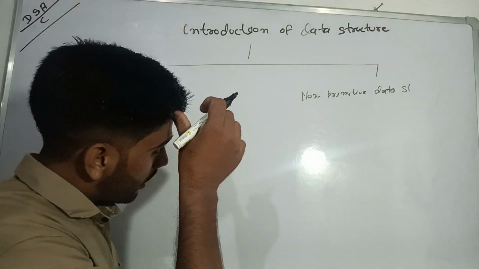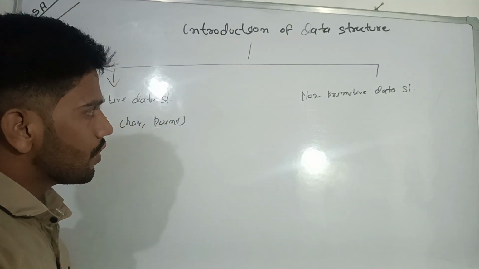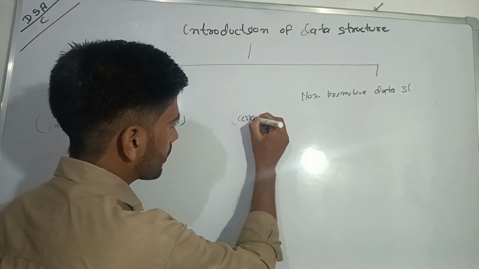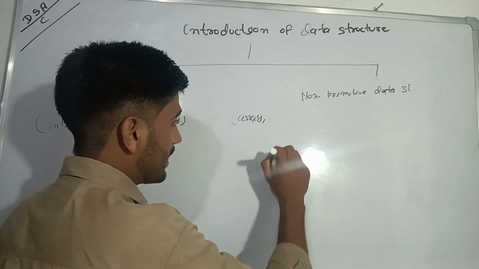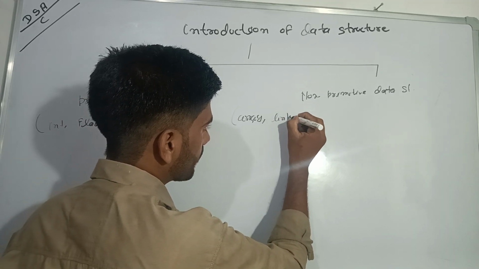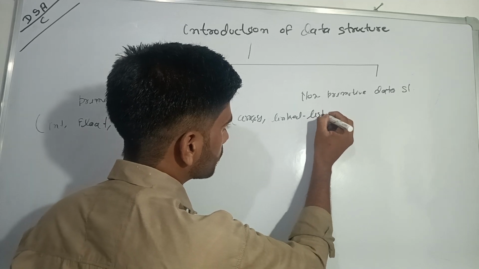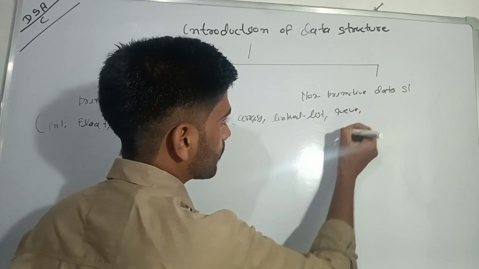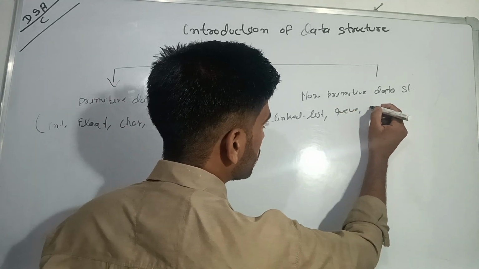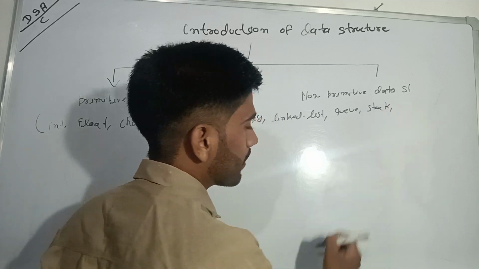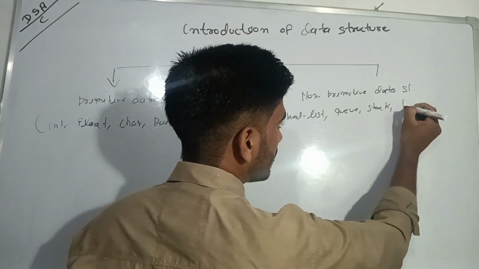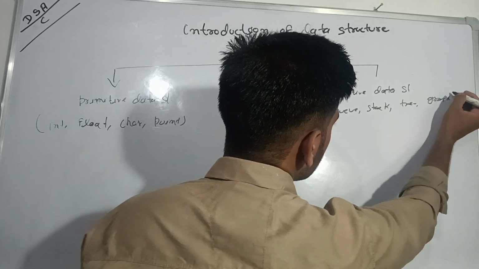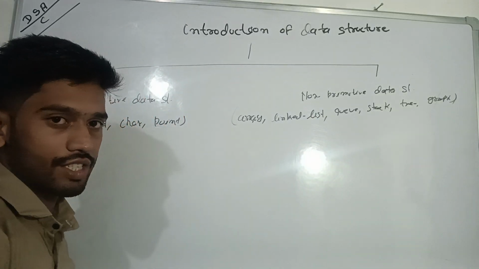And in the non-primitive data structure we have seen array, linked list, queue, stack, tree and graph. This is the non-primitive data structure.